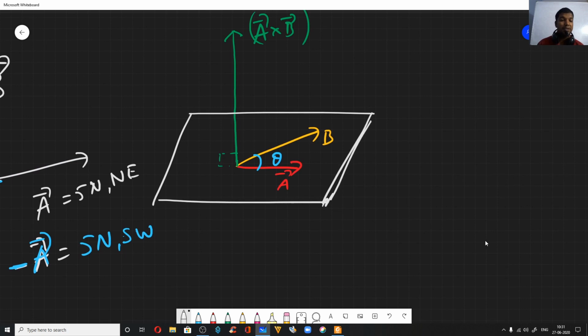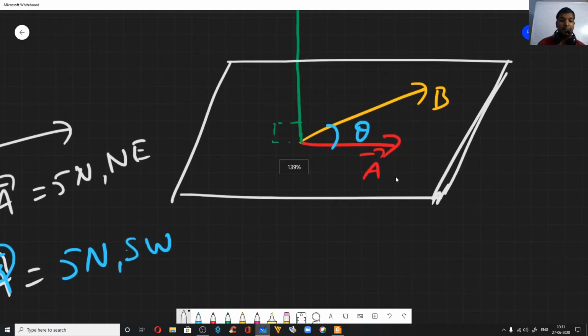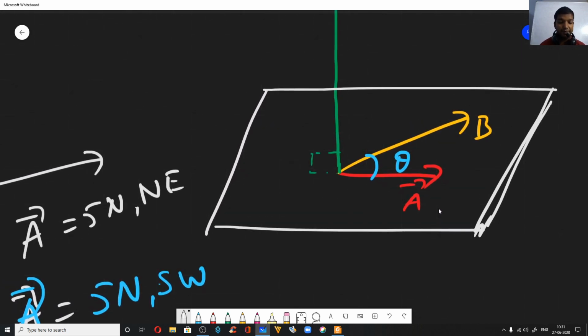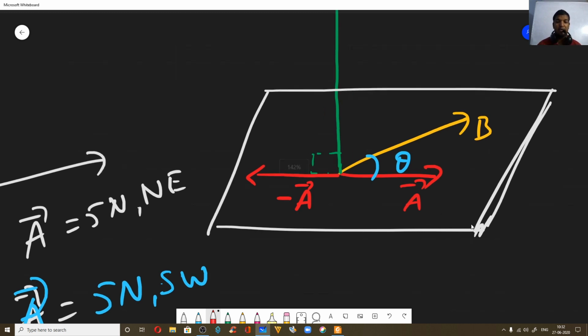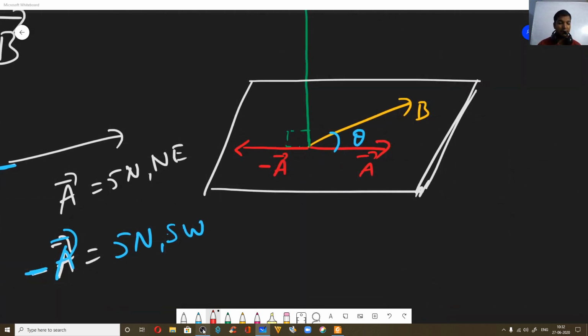let us draw negative A. So negative A is like this. I'm drawing minus A here. Negative of vector A and vector A both are making an angle of 180 degrees, otherwise they are opposite, you can say. Now let me draw a neat diagram.